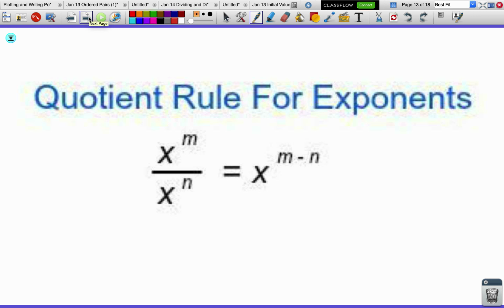All right, quotient rule for exponents. X to the m over x to the n is the same as x to the m minus n. So dividing exponents with the same base, you can subtract their powers.